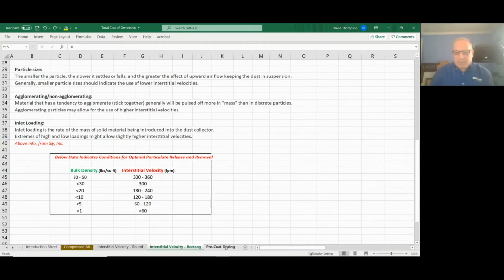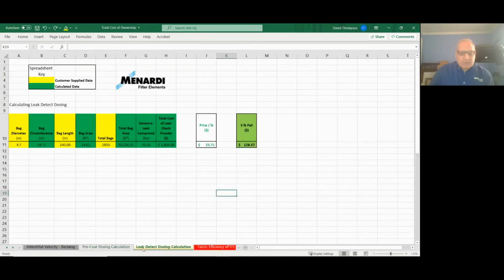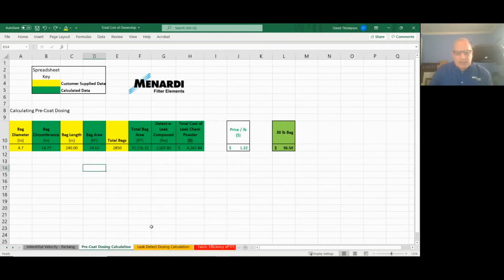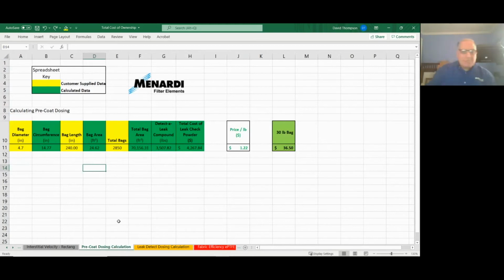We talked about pre-coating in the beginning. Calculating pre-coat and leak check, we calculate them the same way, basically. For pre-coat, this tells us how many pounds of material we need to pre-coat a bag properly and season it properly, so that on a regular felt bag you get the proper pre-coat and the right filtration.